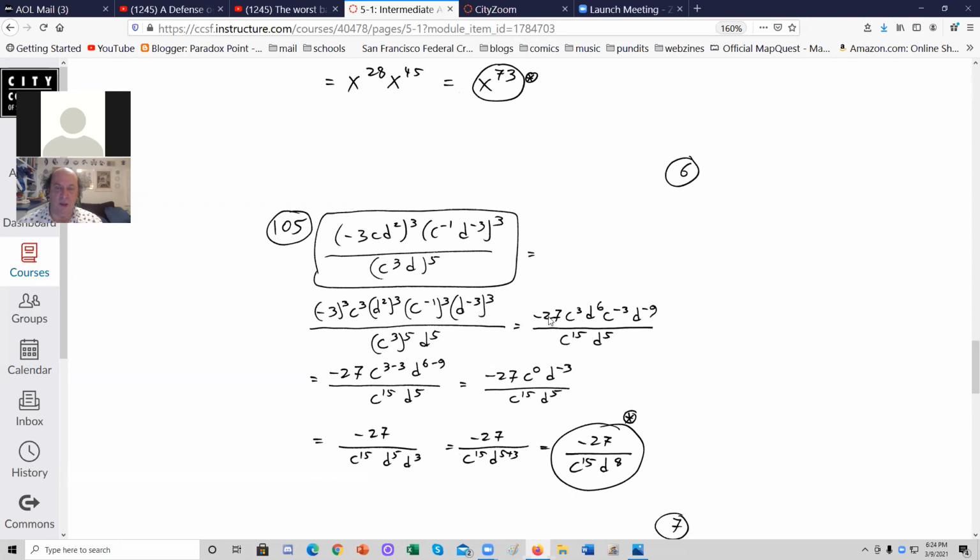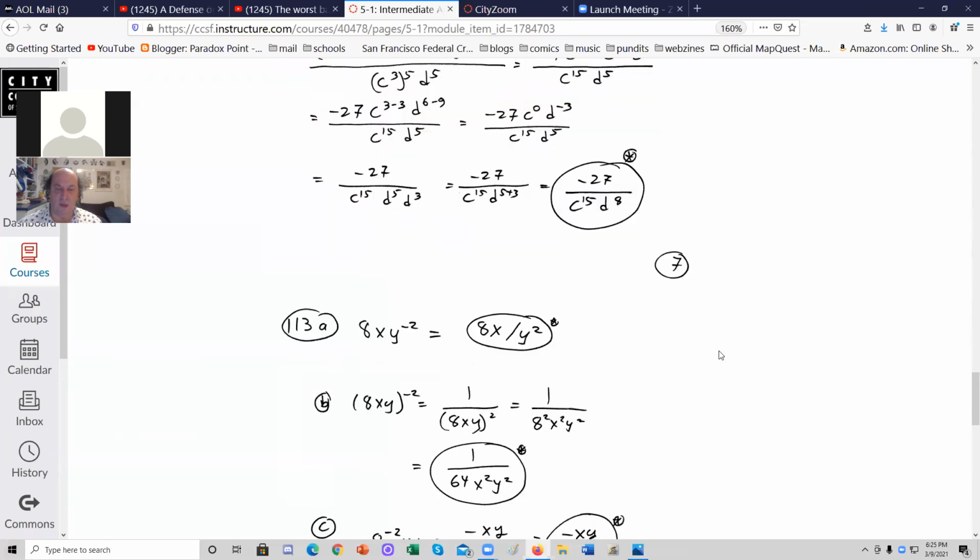C cubed times c to the negative 3, c to the 3 minus 3, d to the 6, d to the negative 9 is d to the 6 minus 9. So you get negative 27, c to the 0, d to the negative 3 over c to the 15th, d to the 5. Now, well, forget the c to the 0. That's just 1, so we ignore it. D to the negative 3 in the numerator equals d to the third in the denominator. So you have negative 27 over c to the 15th, and then here we add the exponents, 5 plus 3. So you get negative 27 over c to the 15th, d to the 8th.